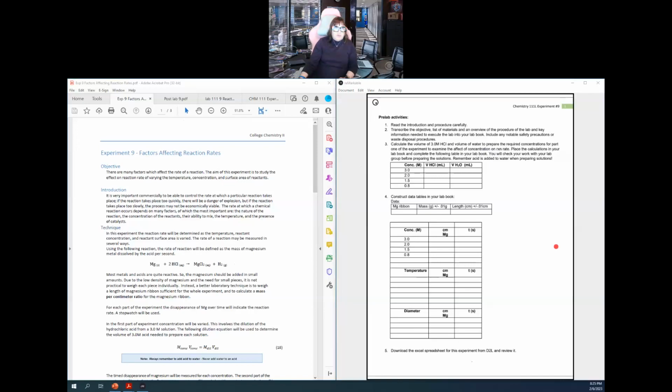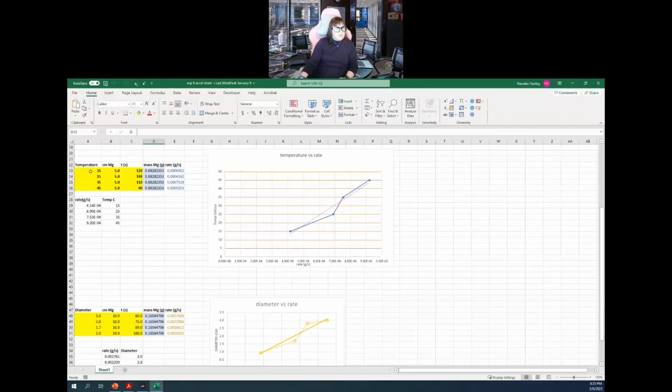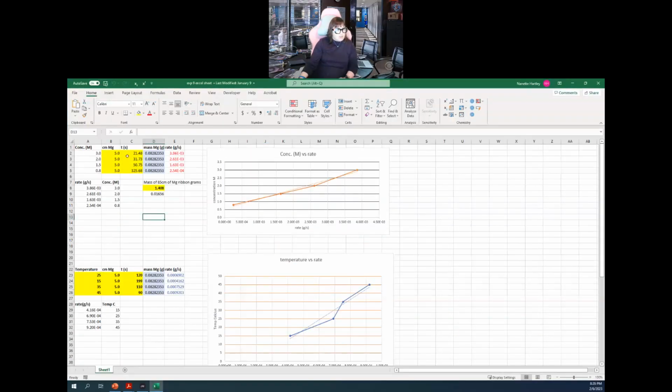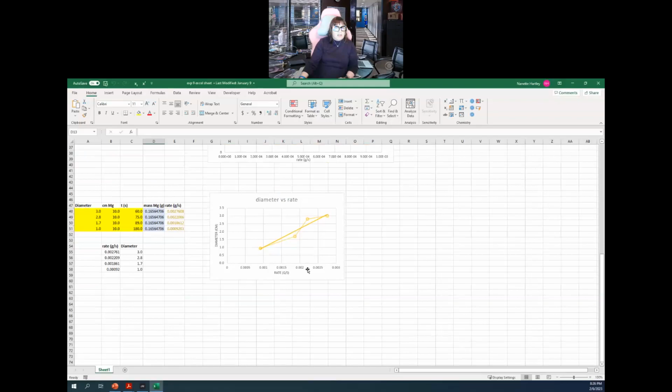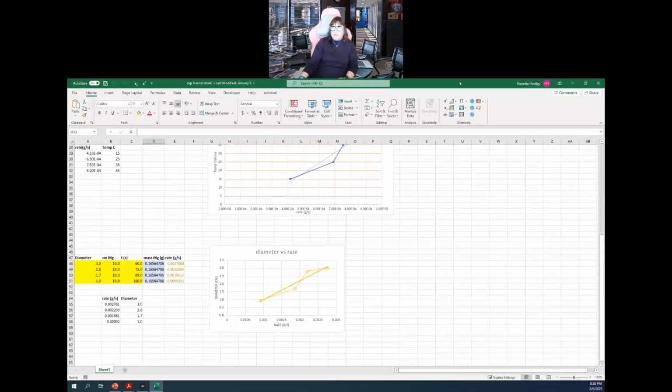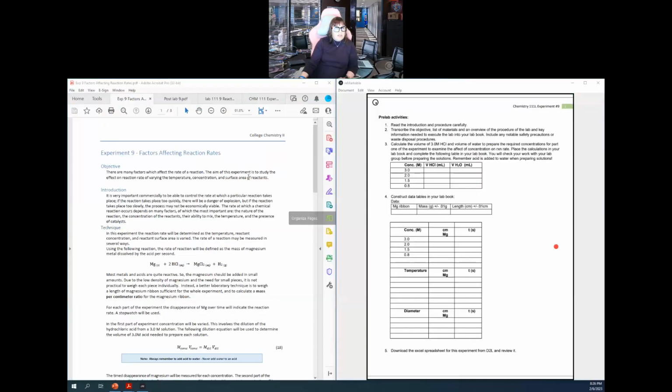But what you'll see when you come into this is that there's going to be a place to put in your temperature data, your diameter data, and your concentration data. And that will give you all of the things that you're looking for. You'll get a plot of concentration versus rate, temperature versus rate, and diameter versus rate, and you'll be asked to comment on those. So there will be that.